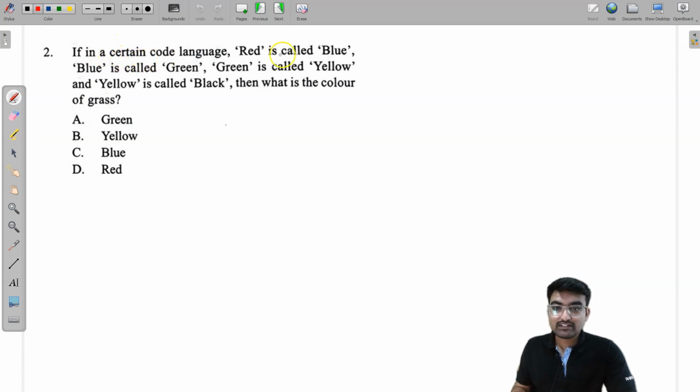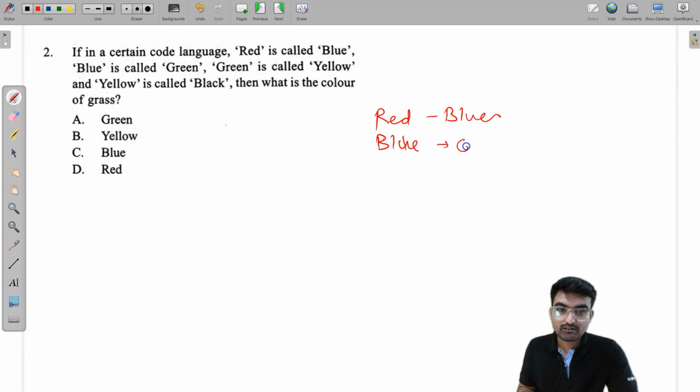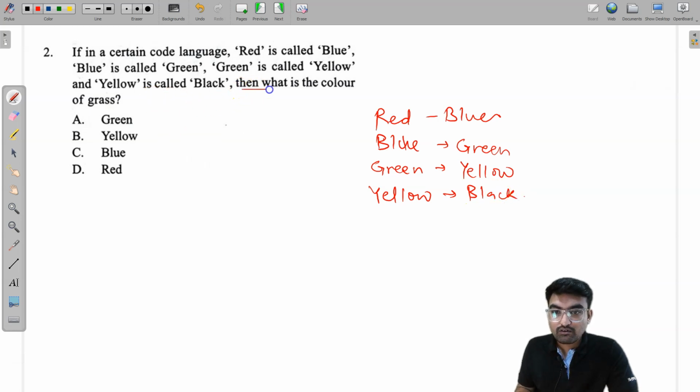In a certain code language, red is called blue. Let's first write all the data that we have. Red is called blue. Blue is called green. Green is known as yellow, right? And yellow is known as black. Correct. Now what's the question? What is the color of grass? The color of grass is green, but in the code language green is represented by yellow. So the option will be B.